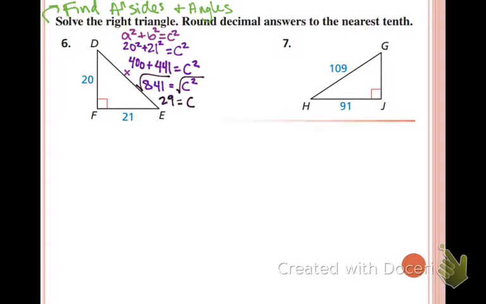Okay, so don't circle it like that with c. What was the name of that side? DE. So you'd say the length of DE equals 29. All that's left to find are my missing angles. So we're going to find the measure of angle D and also find the measure of angle E.